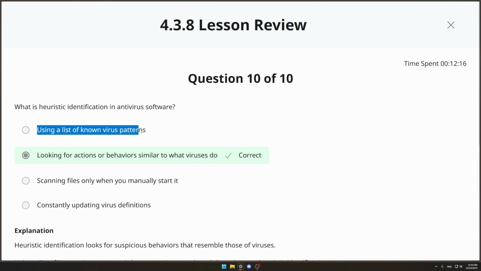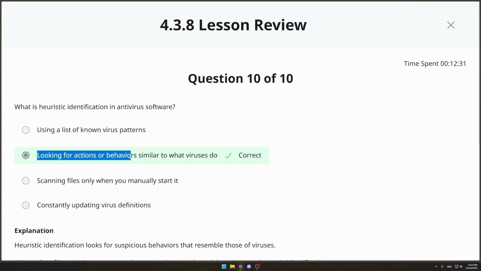If we have a list of known virus patterns and it's just saying your program is doing this, well, we kind of know that program is a virus. Whereas we're looking at actions or behaviors similar to what viruses do, which has a further reach but is less probable, is more in line with the definition of heuristic.